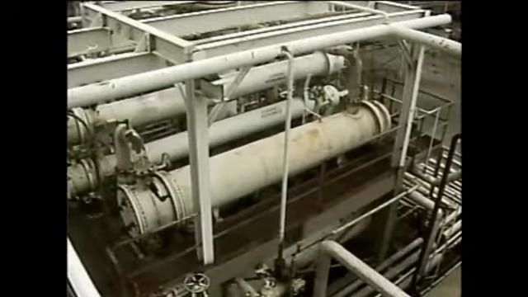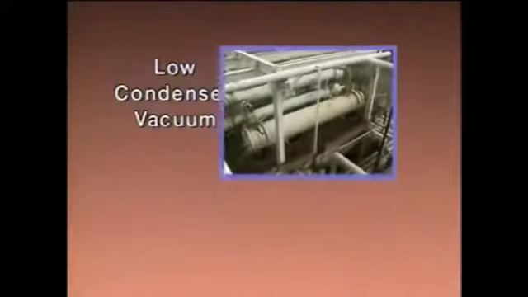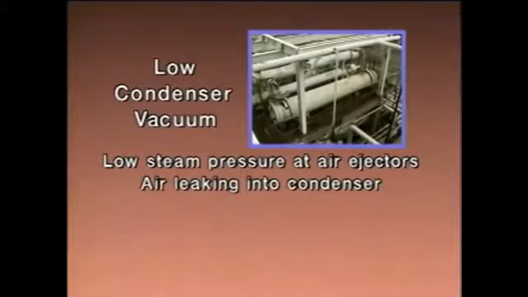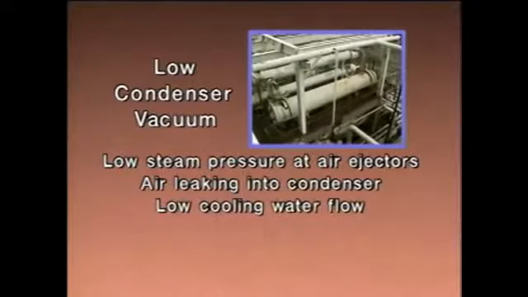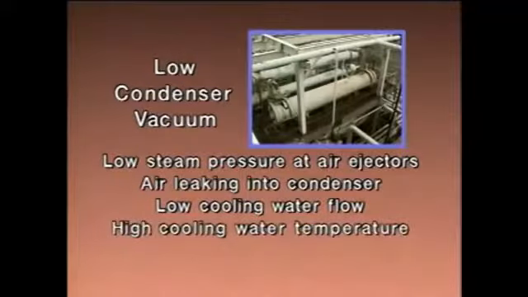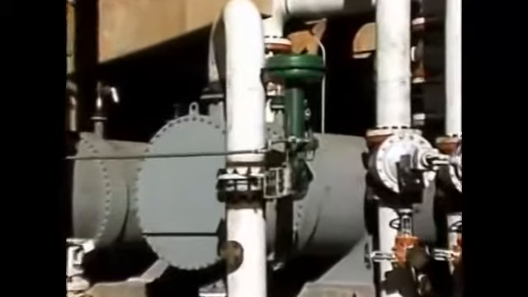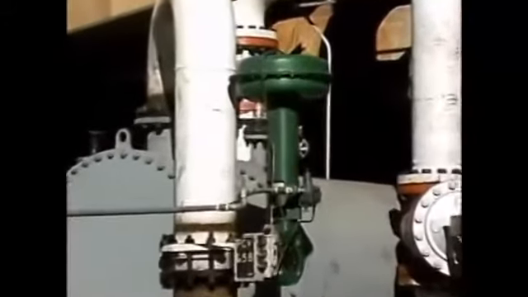On condensers that operate under a vacuum, insufficient vacuum may affect the efficiency of the condenser. Too little vacuum can result from steam pressure being too low at the air ejectors, from air leaking into the condenser, from too little cooling water flow, or from the cooling water temperature being too high. Many condensers have control valves that regulate the unit's cooling water flow.